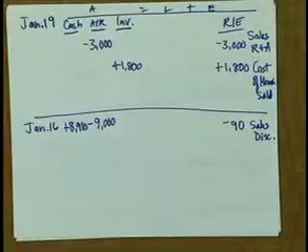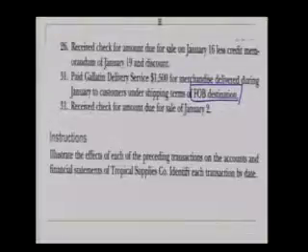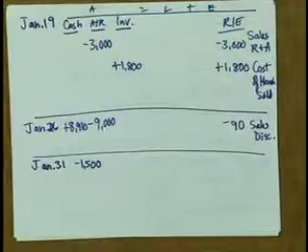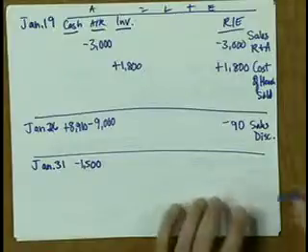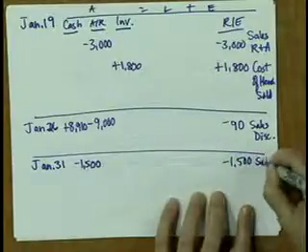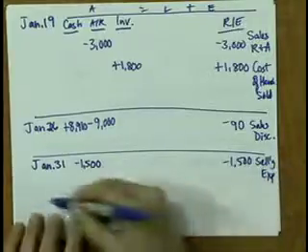Paid Gallatin Delivery Service $1,500 for merchandise delivered during January to customers under shipping terms of FOB destination. And I haven't covered that yet. Apologize. All that means is that they have to pay for the delivery. Oh, this is the 26th. Sorry. So they're paying something. Cash is going down. And they have a delivery type expense, a selling expense, of $1,500.